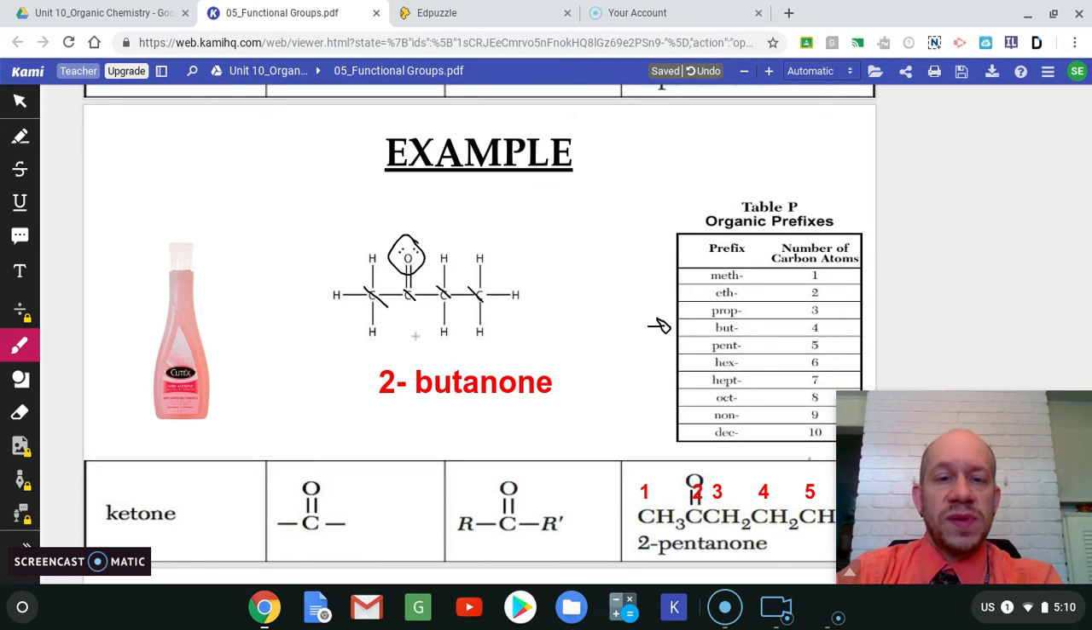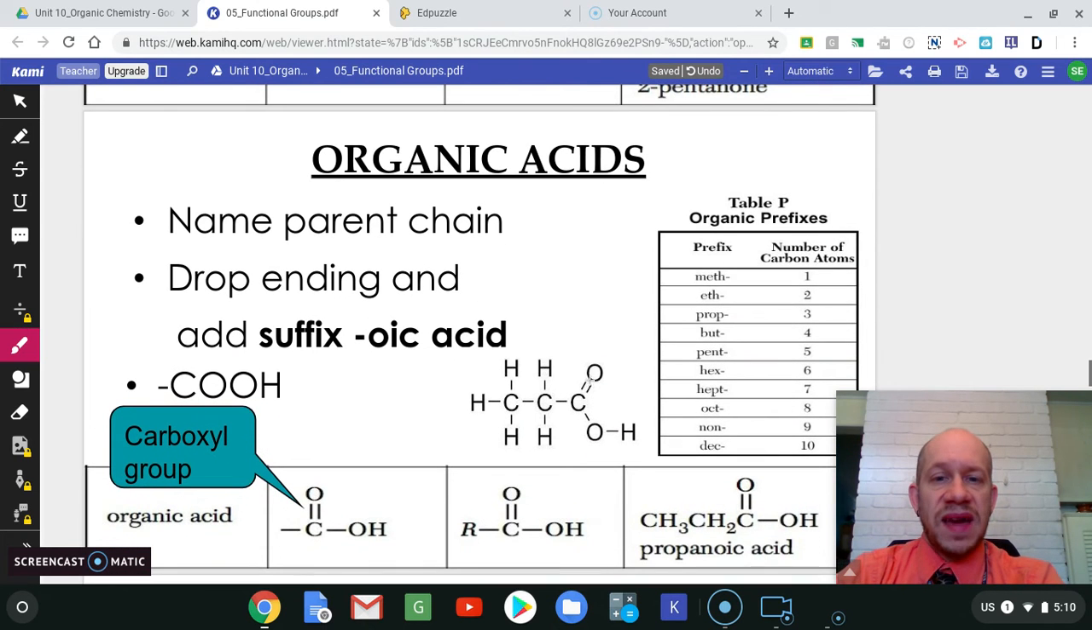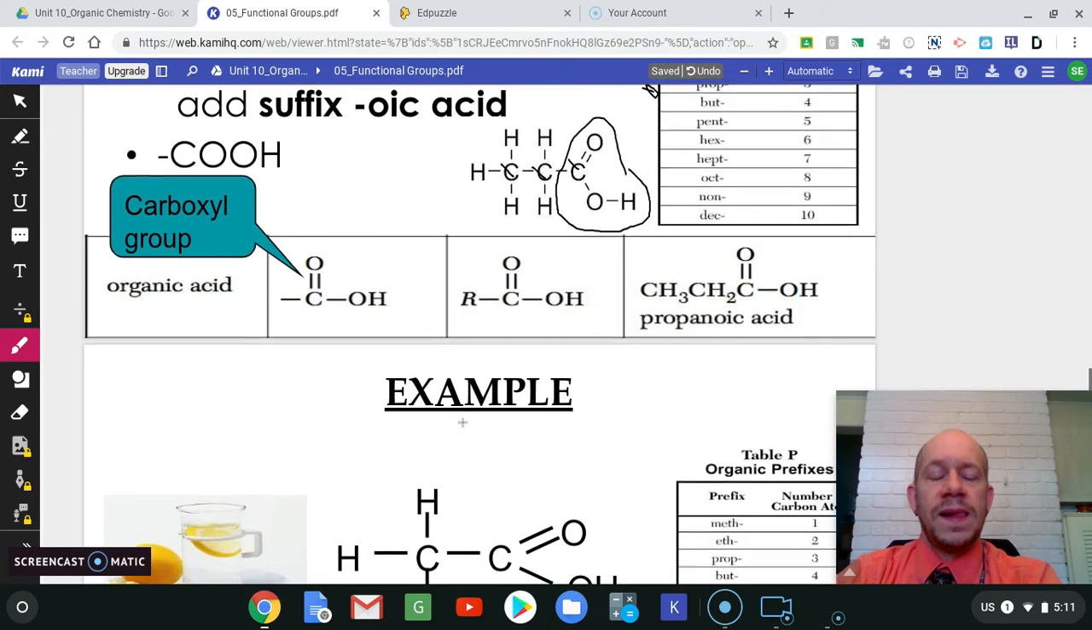Organic acids have this functional group, which we call the carboxyl group. It's abbreviated COOH. You first name the parent chain, then drop the ending and add the suffix -oic acid. So I have 1, 2, 3 carbons, so that's a propanoic acid. My second example, here's my functional group, the COOH. There are 1, 2 carbons, so that's an ethanoic acid.